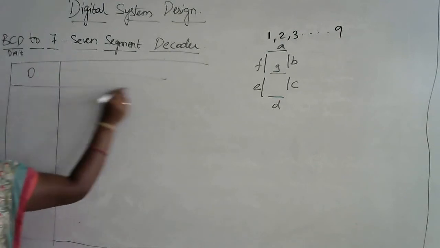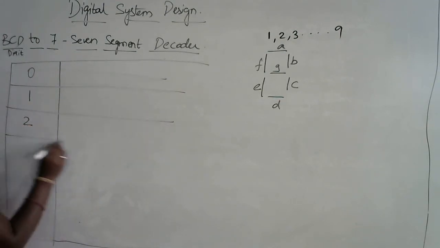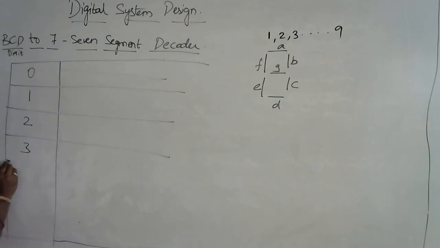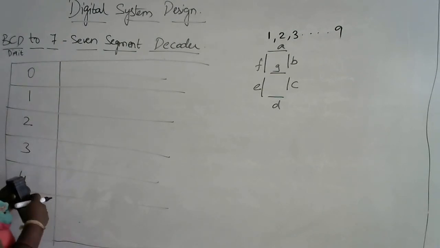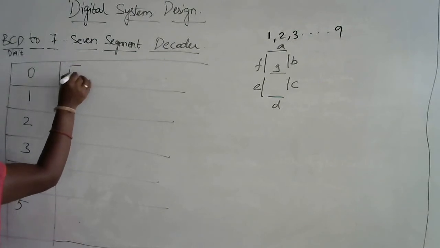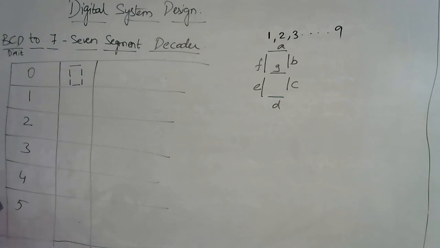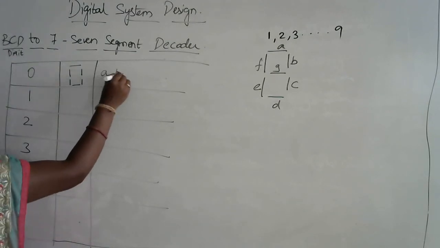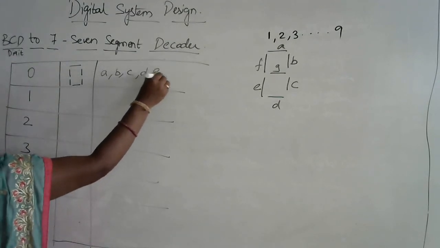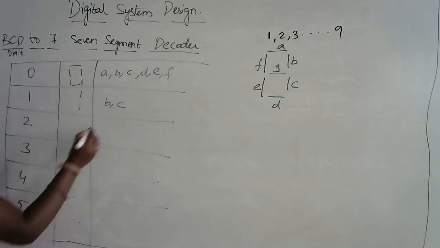This is for 0, this is for 1, this is for 2, this is for 3, 4, 5. Similarly, I will draw to the other side the remaining things. So here for 0, this is the way to represent a decimal digit of 0: A, B, C, D, E and F. For 1, B comma C.